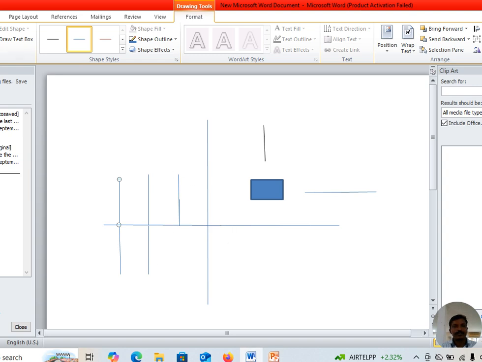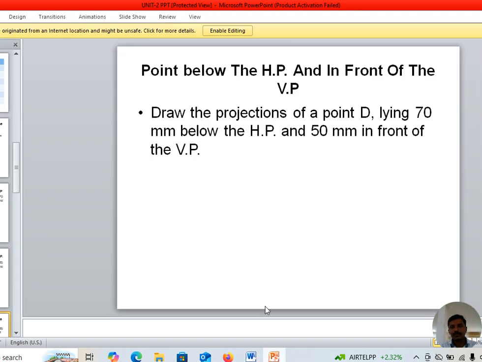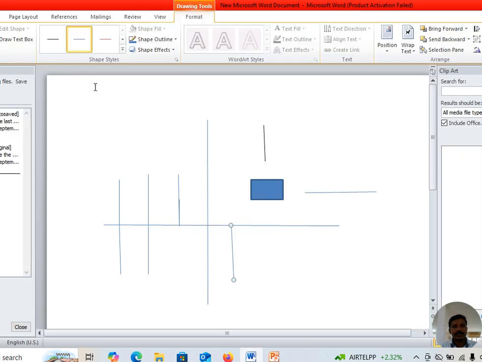It means 70 mm below the HP, and the second condition, 50 mm in front of the VP. In front means the downward direction.